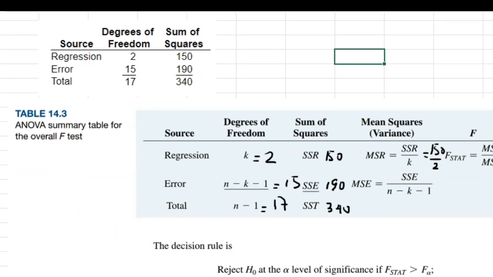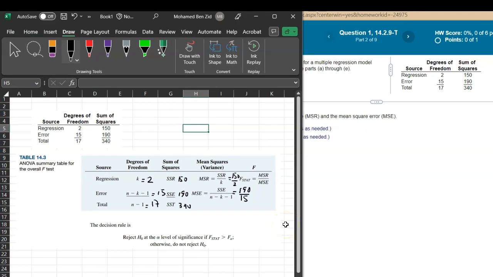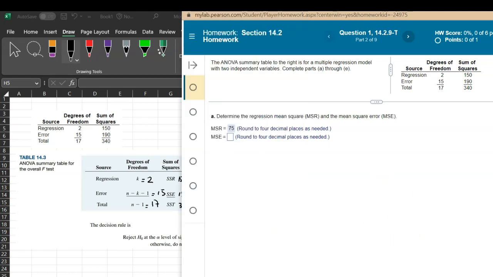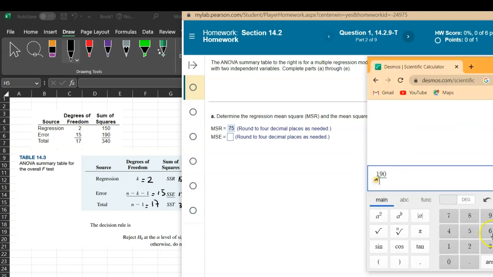Now they are asking you for the mean square error, and we're going to do exactly the same thing. We're going to follow the formula after identifying the variables. So the mean square error is going to be SSE, which is 190, divided by the degree of freedom, which is 15. They are on the same line, so you cannot get lost. And 190 divided by 15, let's do it on the calculator.